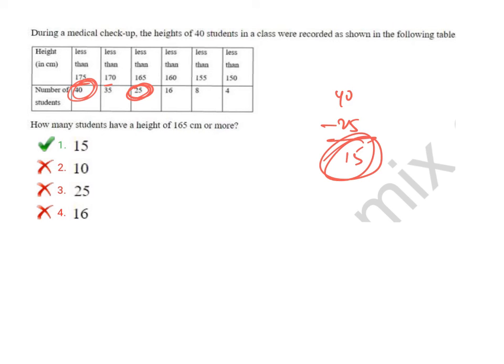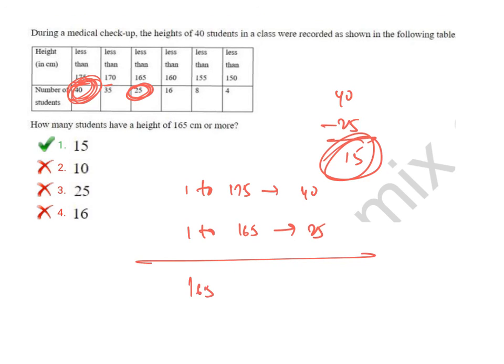So try to understand this. Less than 175 is 40, which means 1 to 175 are 40. Less than 165 means 1 to 165 are 25. So in between 165 and 175, that is 15 members.